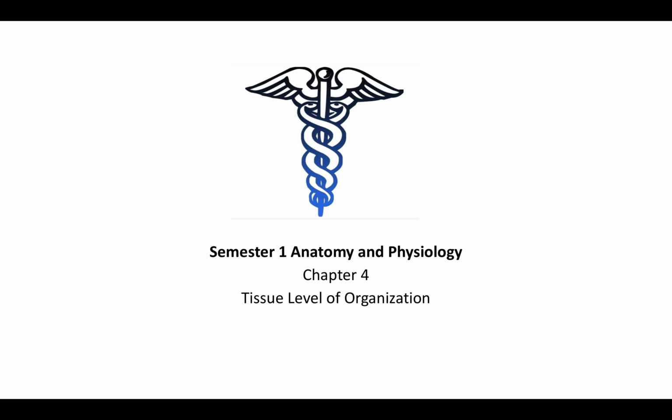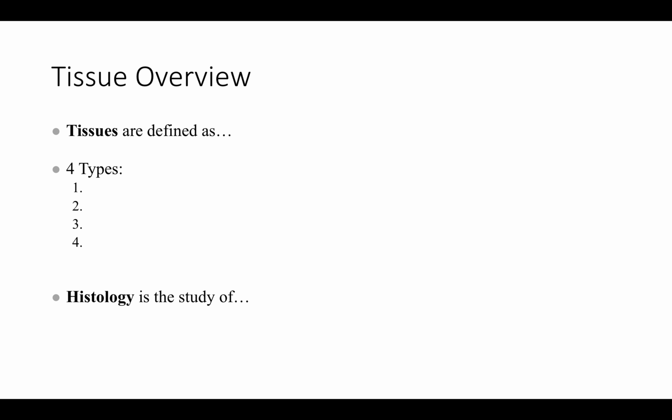Okay, so in this unit, chapter 4, we were looking at the tissue level of organization, or histology. Remember that histology is the study of tissues, and tissues are defined as a group of cells that share the same structure and function. The four main tissue categories that we looked at were epithelial tissues, connective tissues, muscle tissues, and nervous tissues, and we'll break each one of those down so you know what to study for your test.